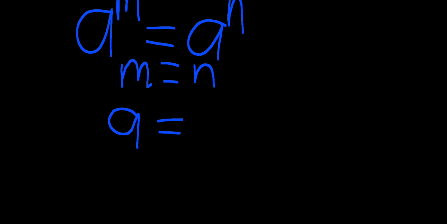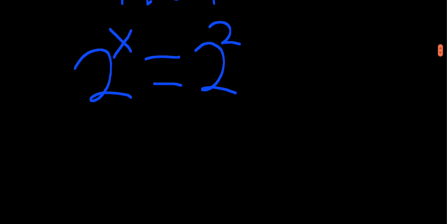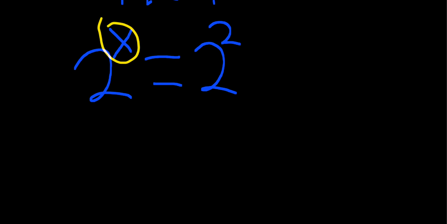So let's try some examples. Let's say we have an equation like this: 2 exponent x is equal to 2 exponent 2. So if you look at this example carefully, you realize that the bases are the same, in this case 2. So because of that, the exponents are equal to each other. Therefore, x is equal to 2.